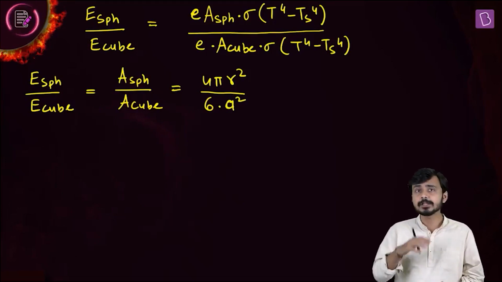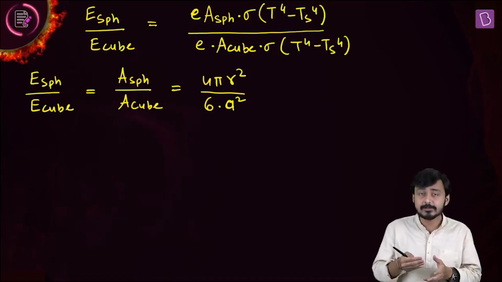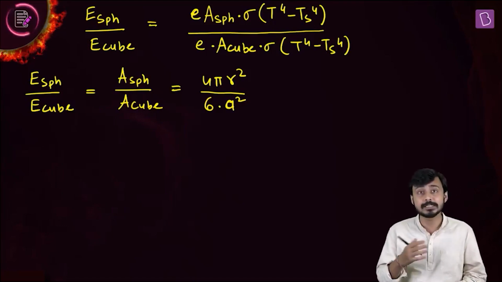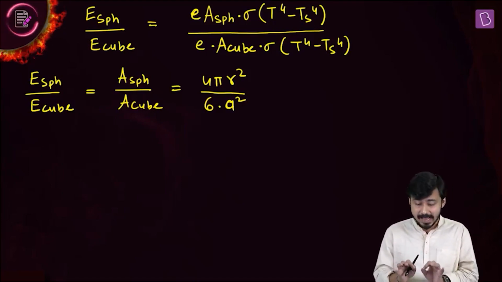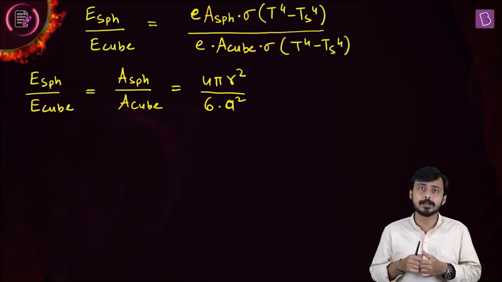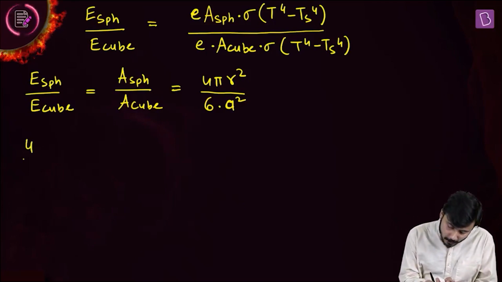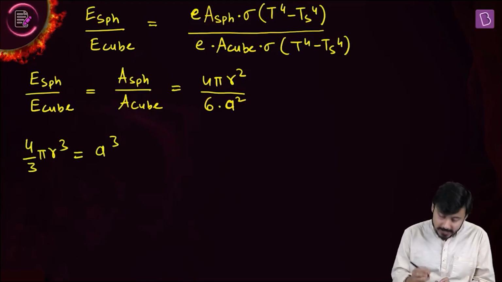So the total surface area for the cube will be 6a square, right? Basically, you have to get the relation between a and r to figure out what this ratio is equal to. In order to figure out the relation between r and a, what is given? That the volume of both of them is equal. So the volume of a sphere is 4 by 3 pi r cube, and that is equal to the volume of the cube, that is a cube.